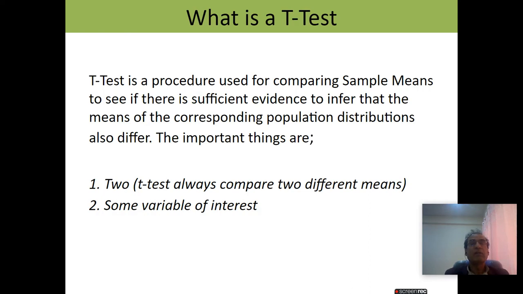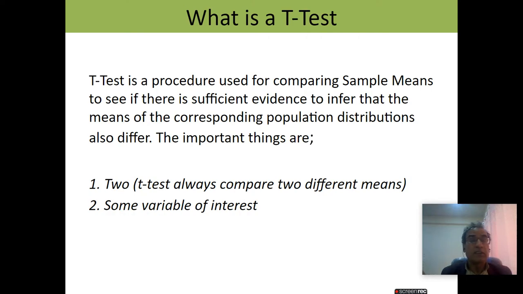First of all, what is a t-test? The t-test is a procedure used for comparing sample means to see if there is sufficient evidence to infer that the means of the corresponding population distributions also differ. The important thing in the t-test is that it's for two. T-tests always compare two different means, sometimes two different groups.